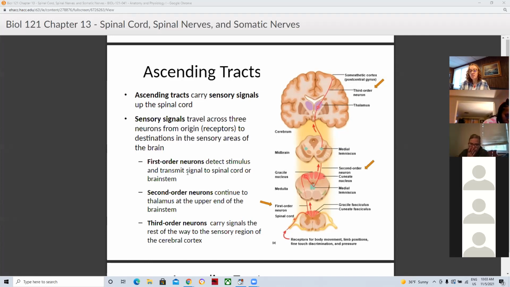So sensory tracts run through 3 different orders of neurons. The first order neurons transmit the signal to the spinal cord or the brainstem. The second order neurons transmit the signal from the brainstem to the thalamus. The third order neurons transmit that signal from the thalamus to the sensory region of the cerebral cortex.